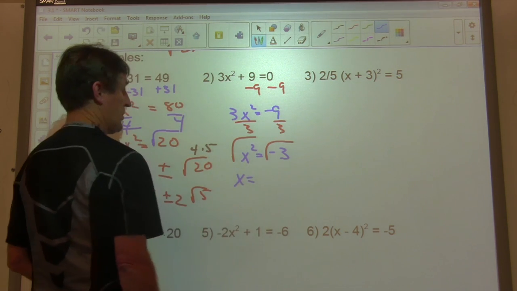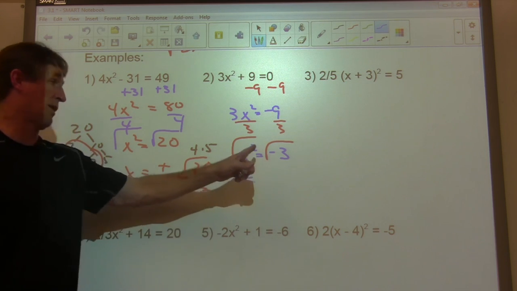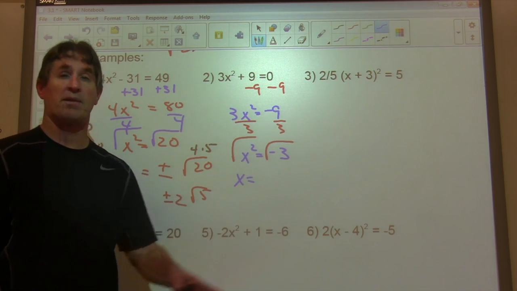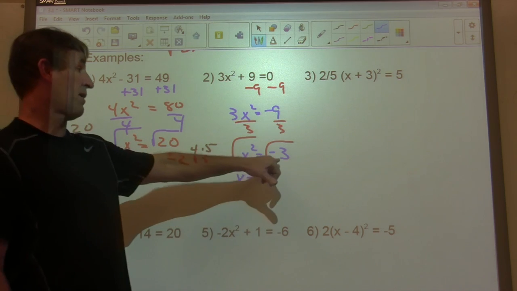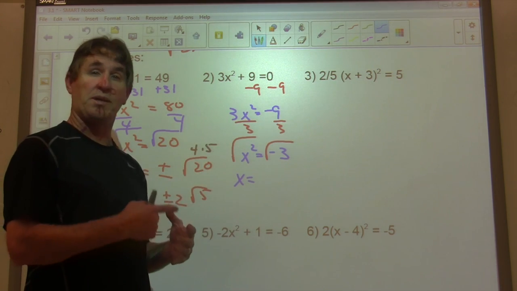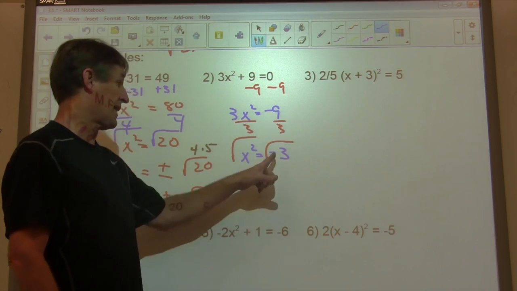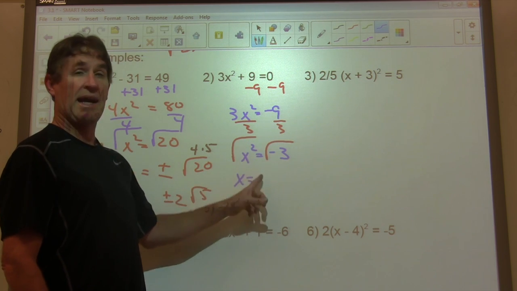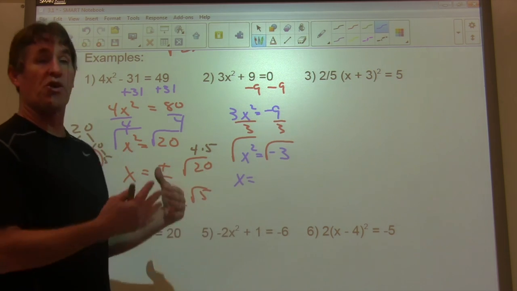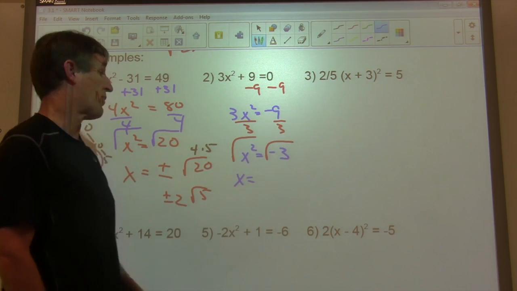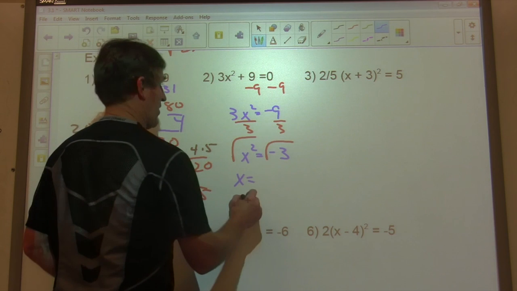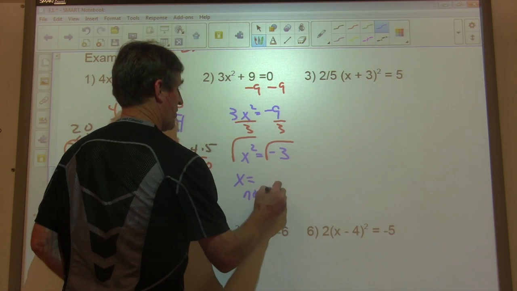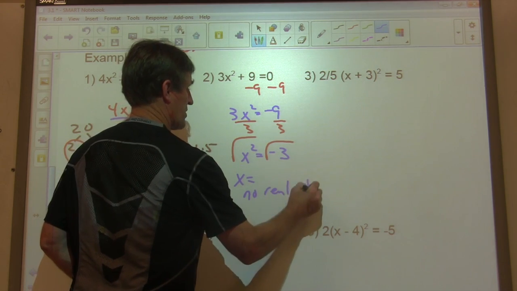And we get x is equal to, but now we run into a problem because we have the square root of a negative number. Square root is you multiply a number by itself to get that. Well, if you multiply a positive times a positive, you get a positive. And if you multiply a negative times a negative, you get a positive. So there's no way to get the square root of negative 3. So what we're going to do for today on these is we're going to put no real solutions.